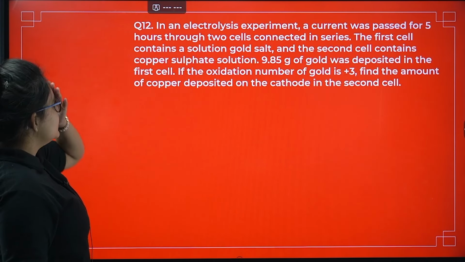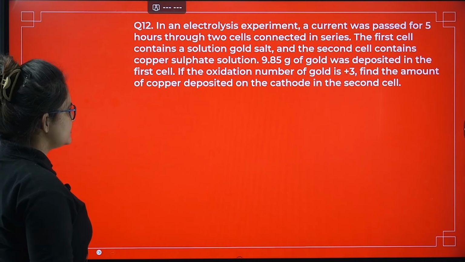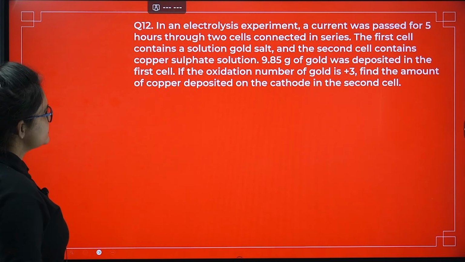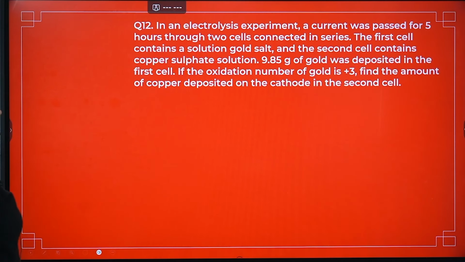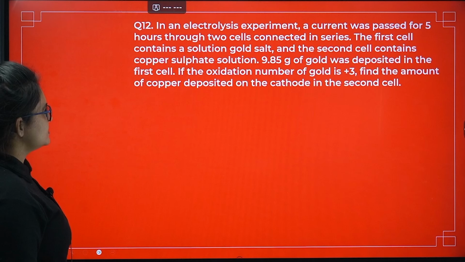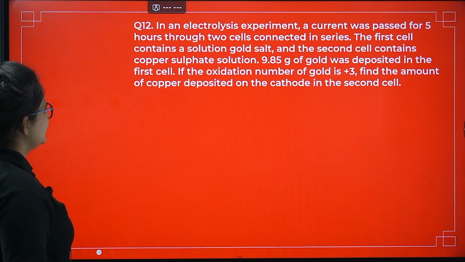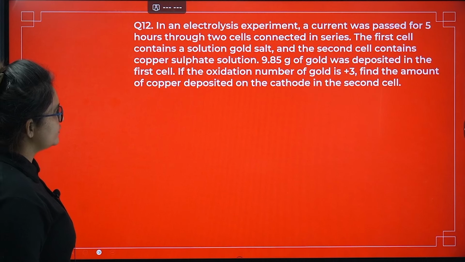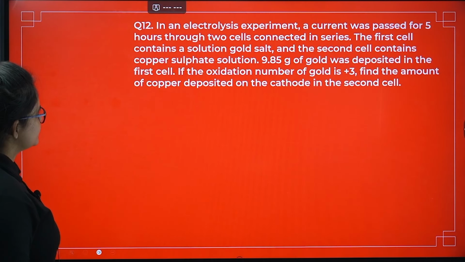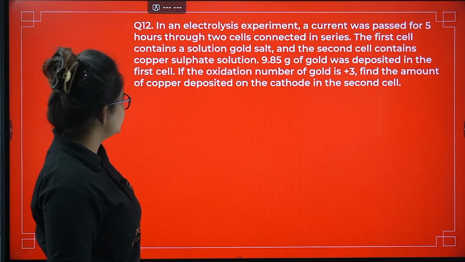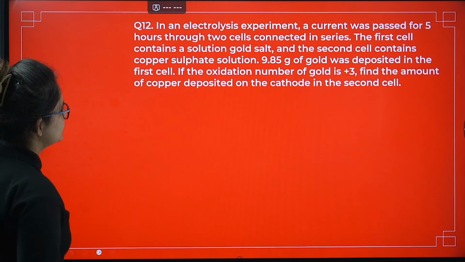Here you can see, in an electrolysis experiment, a current was passed for 5 hours through 2 cells connected in a series. The first cell contains a solution of gold salt and the second cell contains copper sulfate solution. 9.85 gram of gold was deposited in the first cell. If the oxidation number of gold is +3, find the amount of copper deposited on the cathode.